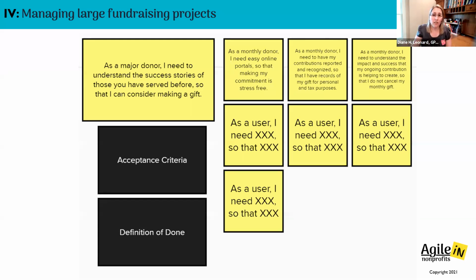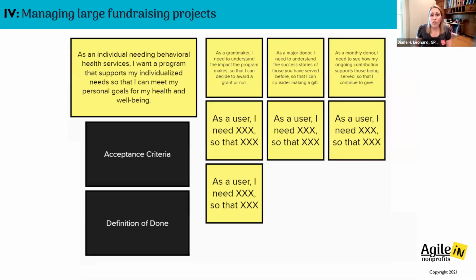You could, I'll go back one, look at this as a team and say, well, which one's a bigger priority? Are grants, major donors, and monthly donors, are they all the same priority? Should we as a team, do we have to just split our attention across these three?